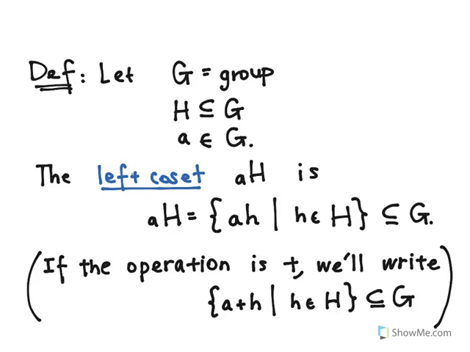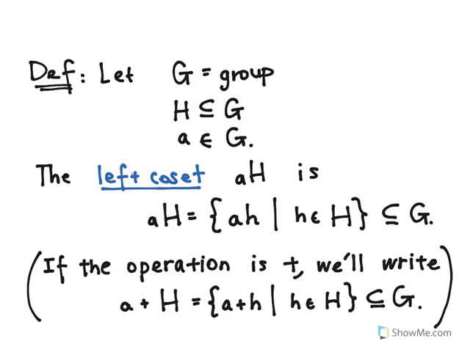Before we look at an example, let me just point out that if the operation in our group G happens to be addition, we'll notate this a little bit differently. When we have aH, we'll write that as a plus H, because that's the operation. And this whole set, this whole coset, will be denoted by a plus capital H.